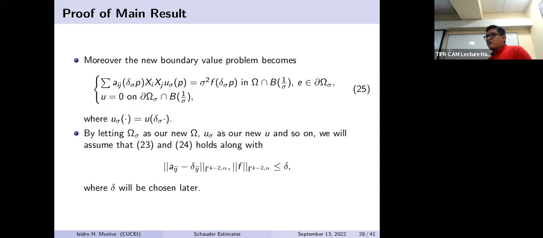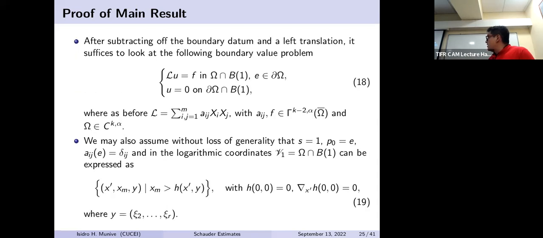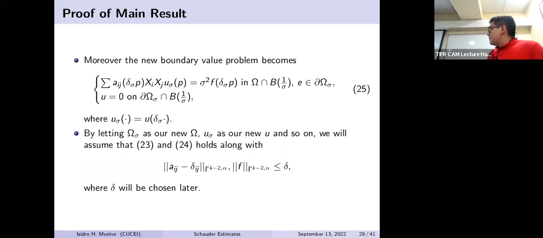The idea is that when sigma is really small, the a_ij will become like the identity and h will become like 0, so we will have something like x_m equal to 0. This function will be very small. So then we have this new boundary problem. The sigma will be fixed later on. Moreover, given some delta, we can assume that this happens also. This delta will be chosen later, so we choose delta and then we choose sigma.